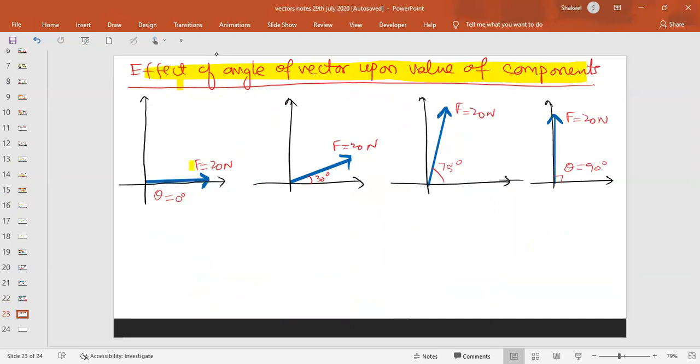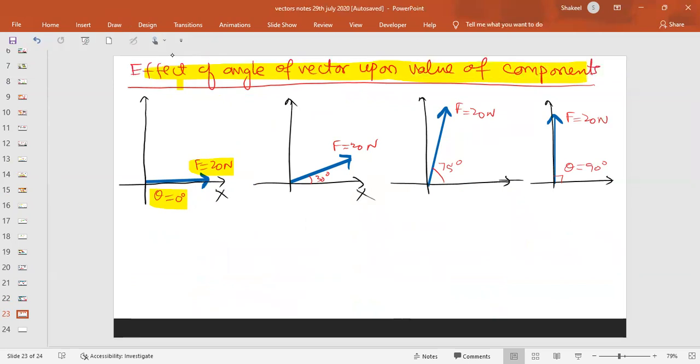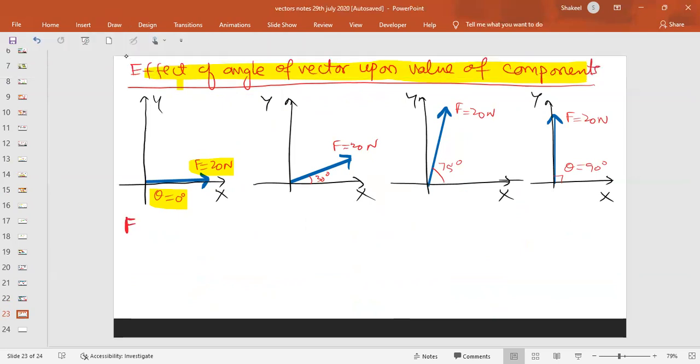Let's say over here 20 Newton is acting along the x-axis, so it means that its angle is 0 degrees. And when you look at the next case, let's talk about this case over here. The Fx or F cos theta is actually 20 Newton, and Fy or F sine theta is 0 because there is no force acting along the y-axis.